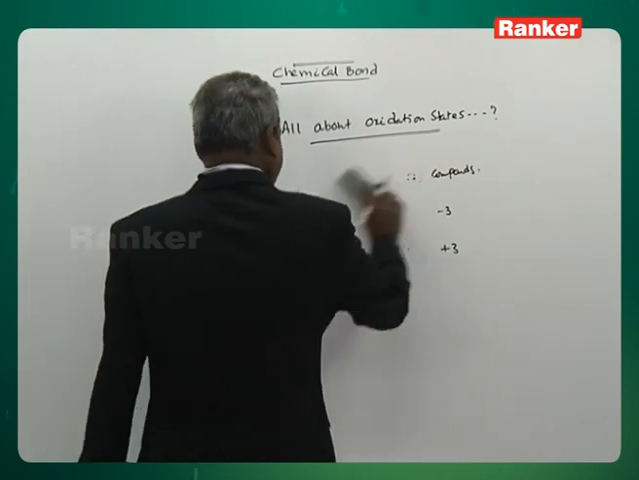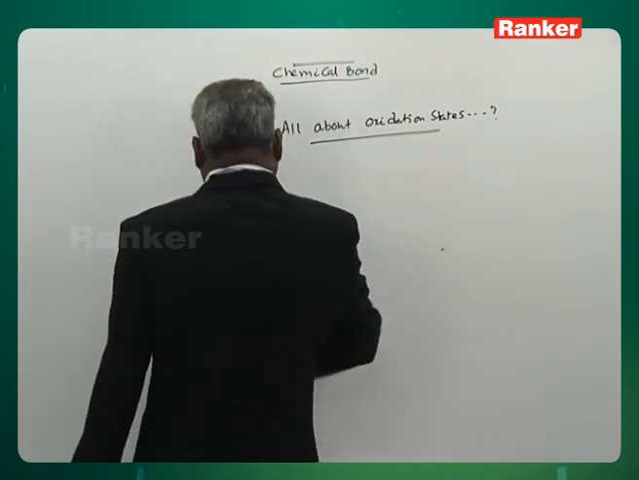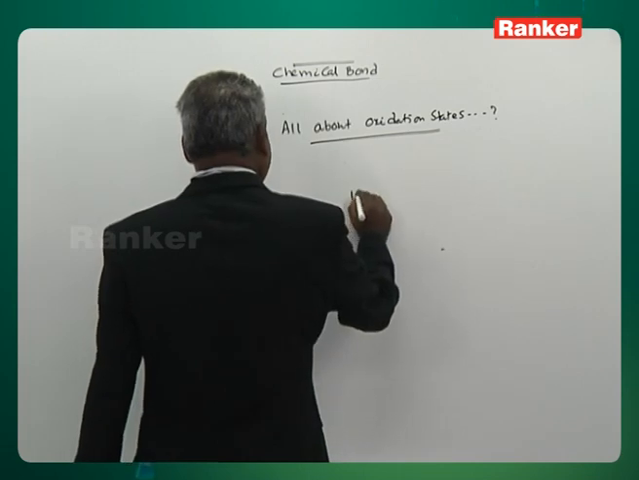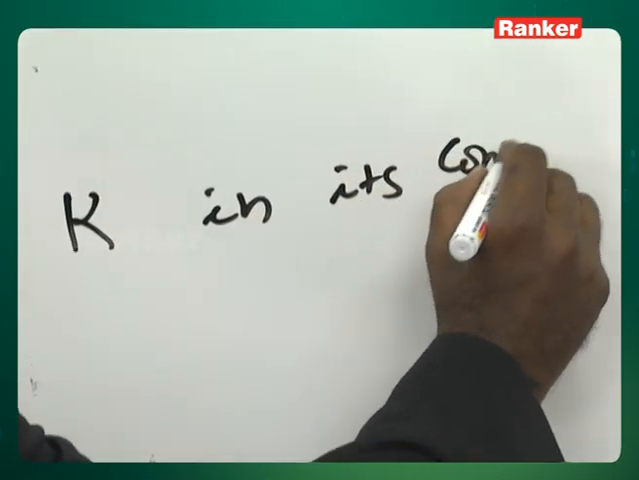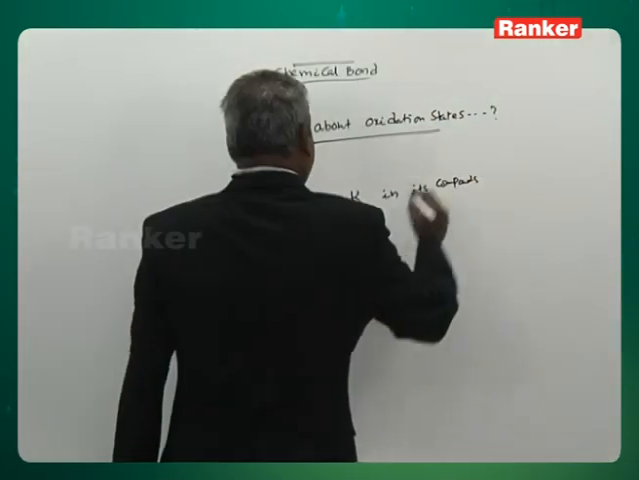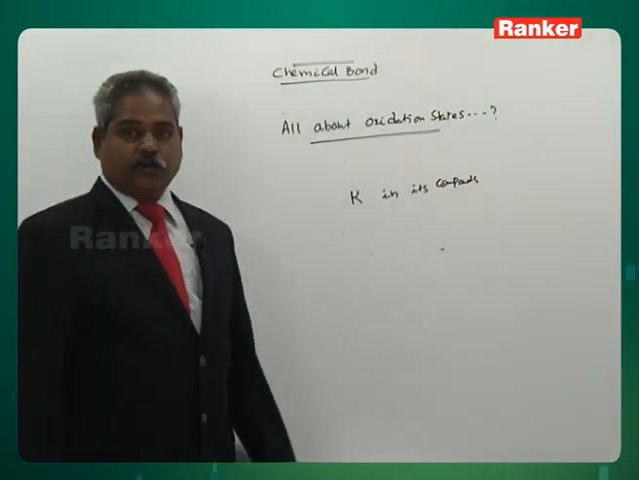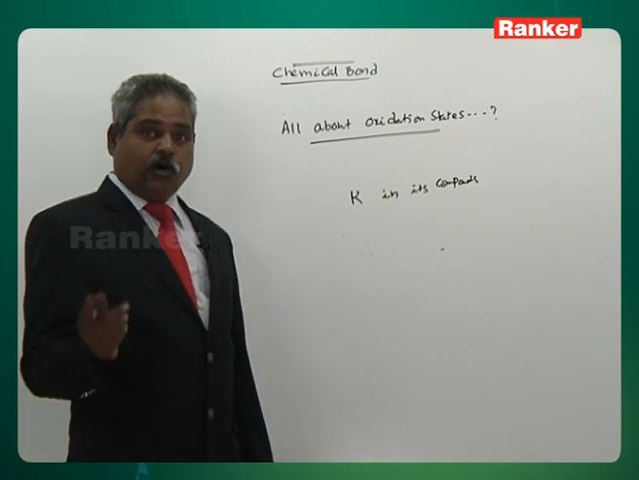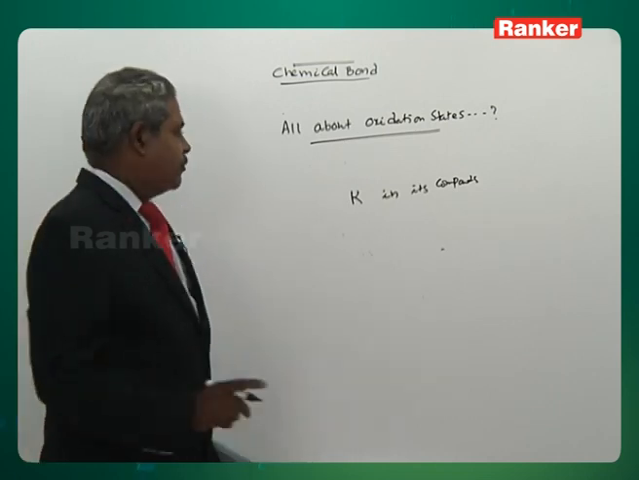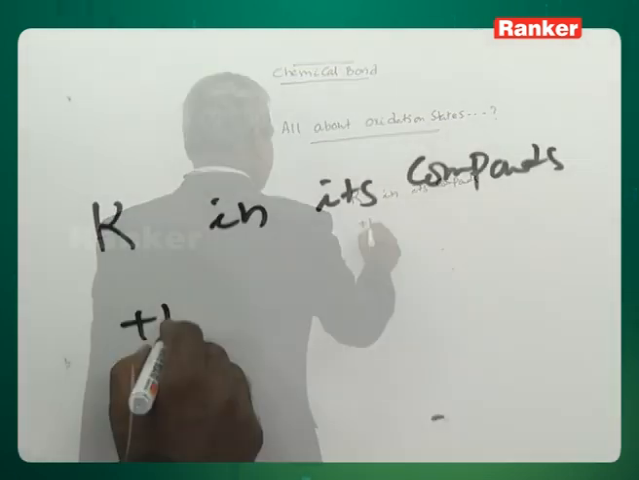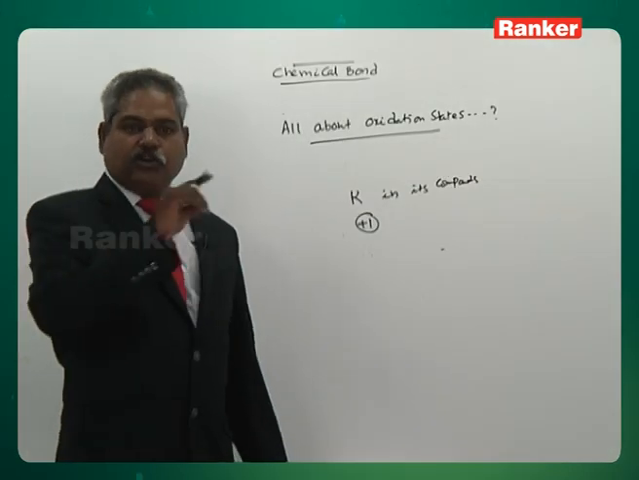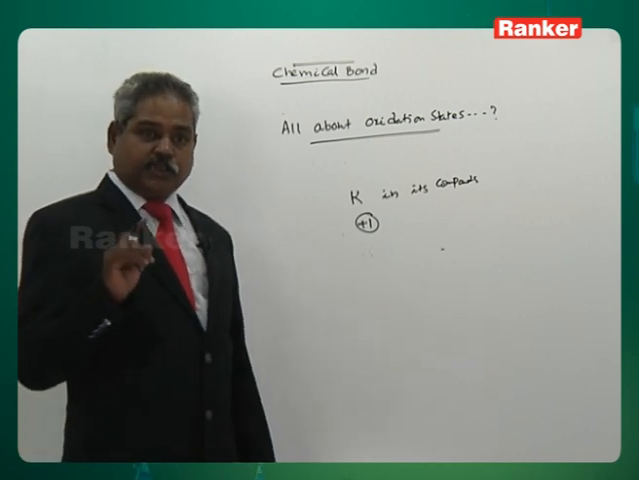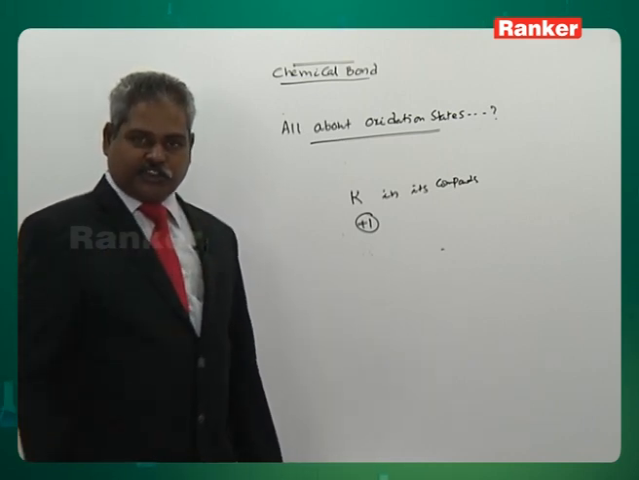But what is the oxidation state of potassium in its compounds? Now, you need not say it varies or it depends on which compound it is, because in all compounds of potassium, potassium is always plus 1. So it is fixed. Some elements have fixed oxidation states, whereas some elements don't have fixed oxidation states.